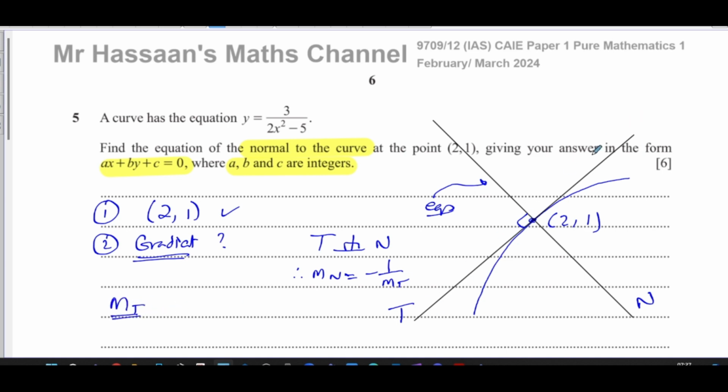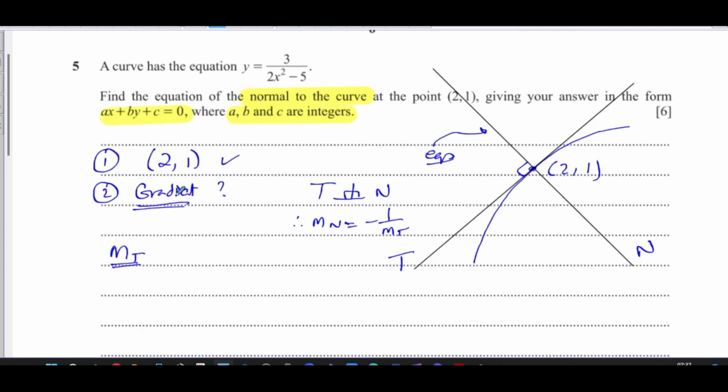So we know that the tangent to a curve shares the same gradient as the curve at the point at which it's a tangent. So the gradient of the curve at (2, 1) will be equal to the gradient of the tangent. The gradient of the curve at x equals 2, which is when you find dy/dx and replace x equals 2, will be the same value as the gradient of the tangent, and then the normal will be the negative reciprocal of that.